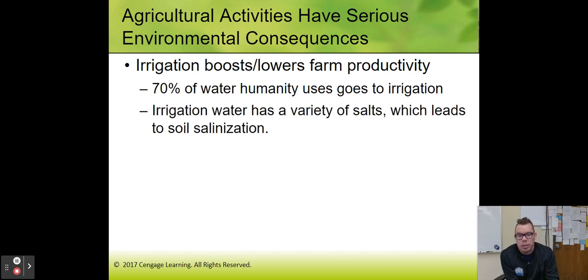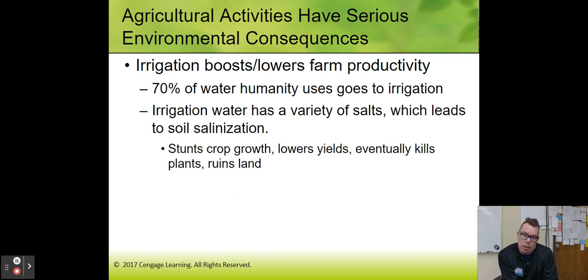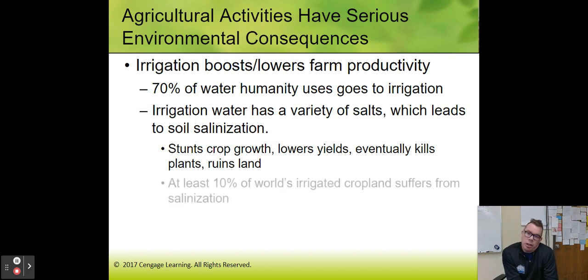All right, and then irrigation water has a variety of salts, which leads to soil salinization. Having a variety of salts is not a bad thing. It's still considered fresh water. Like the water you get from the tap has salt in it, like your body needs the salt. But if you do too much of it, in the long term, it's not going to be very good. It's going to stunt crop growth and lower yields, and eventually kills all the plants, and all the land is done for. At least 10% of the world's irrigated cropland now suffers from soil salinization.